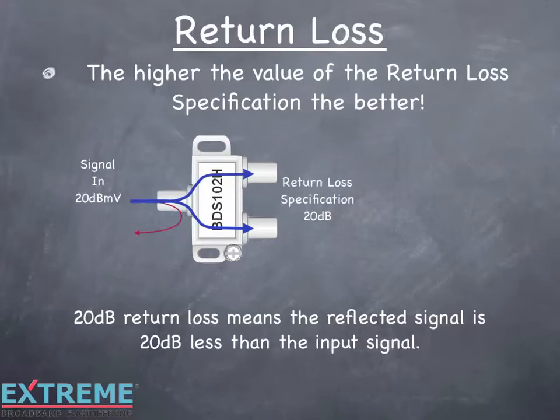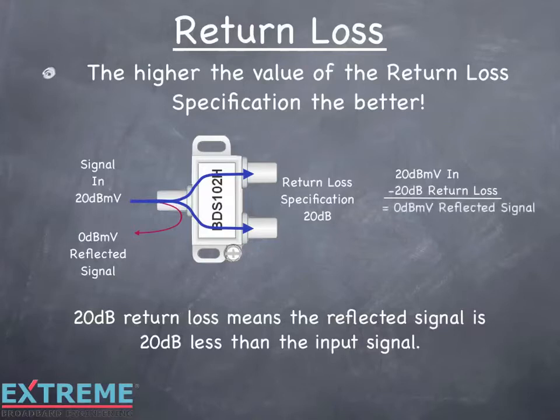In this case, the reflected signal is 20 dB lower than the input signal and is at 0 dBmV. 20 dBmV in, minus 20 dB return loss, for a reflected signal of 0 dBmV. So with return loss, whatever the value of the return loss specification is, the reflected signal will be that amount lower than the original signal.